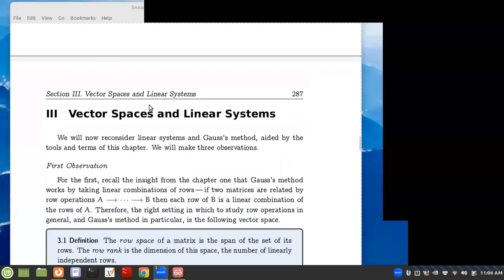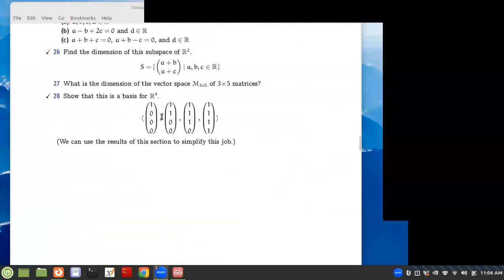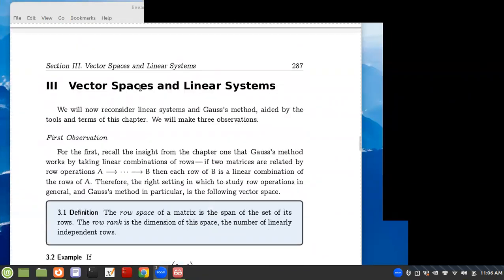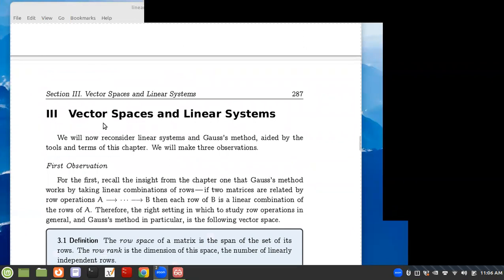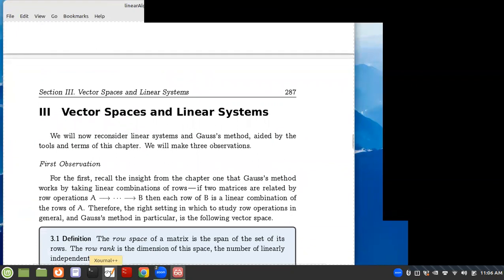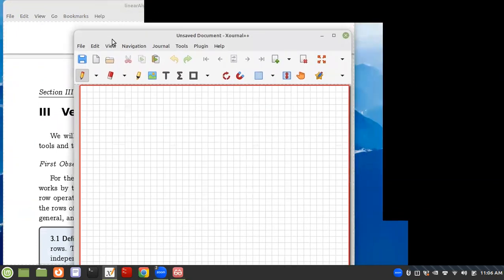Okay, so now we're going to review a little bit on the previous stuff on basis and dimension independence, and then we'll continue with section 3 of the current chapter on vector spaces and linear systems. Okay, so let's review what we've done so far.